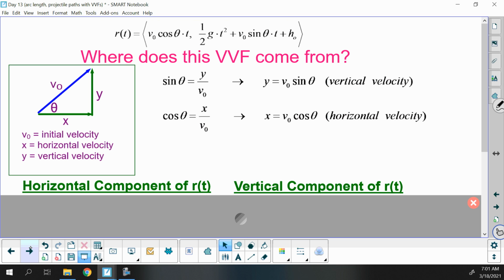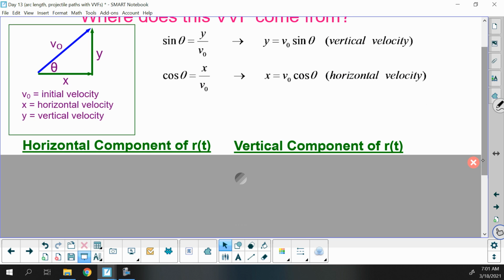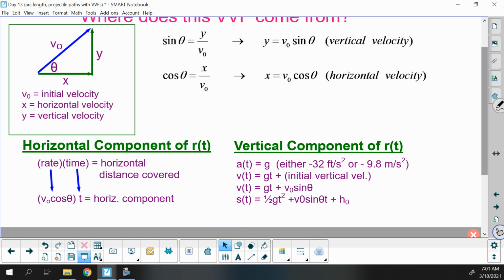So where are these coming from? If we think of that v0 as being that hypotenuse vector there, the initial velocity. If you did sine of theta, that would be y over v0. We'll multiply the v0 over, you get v0 times sine theta, and that's our vertical velocity for our object. Similar idea for cos theta, do the adjacent over the hypotenuse, multiply over. Well, if you want to find your horizontal component and the distance that it covered, we need to do a rate times a time. Well, we just found our rate was v0 cos theta, multiply it by our time, and that's how we get what we have in the x component up on the top of the page.